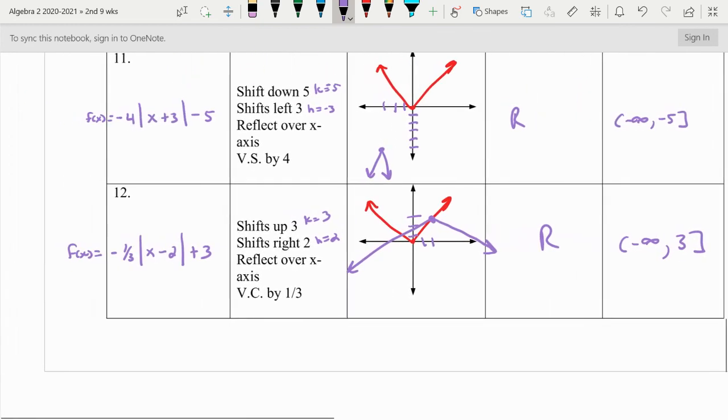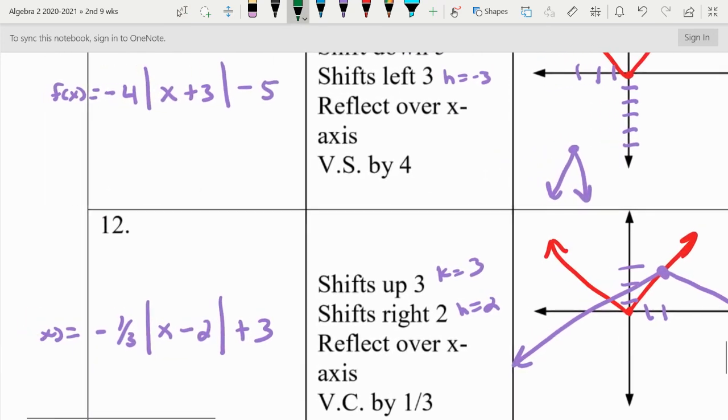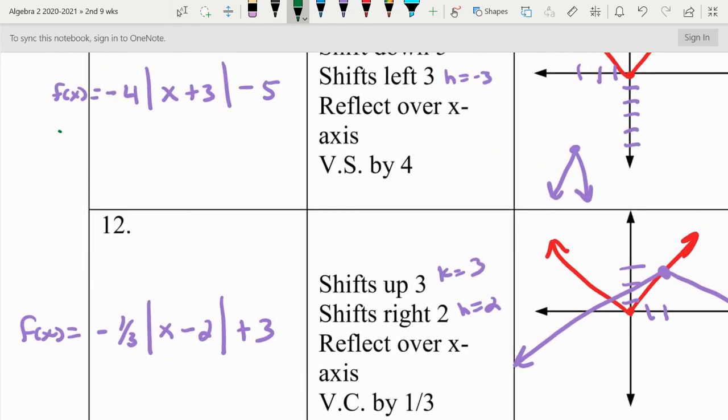Alrighty, guys. So that is your transformations. I kind of feel like I want to explain these bottom ones just really quick because of the inside. So your transformation formula for absolute value. Okay, and what I'm trying to show here is why this keeps changing signs.